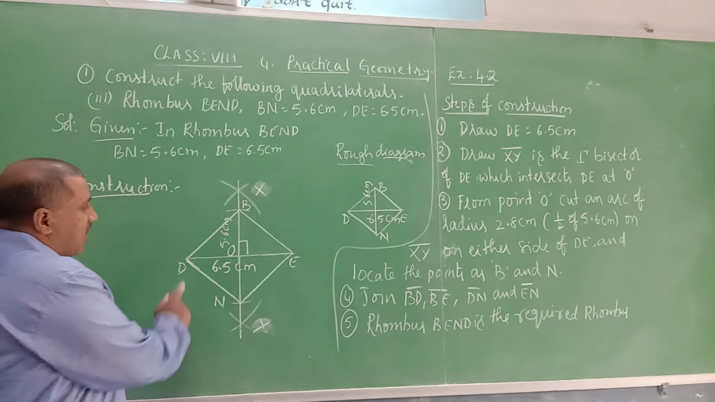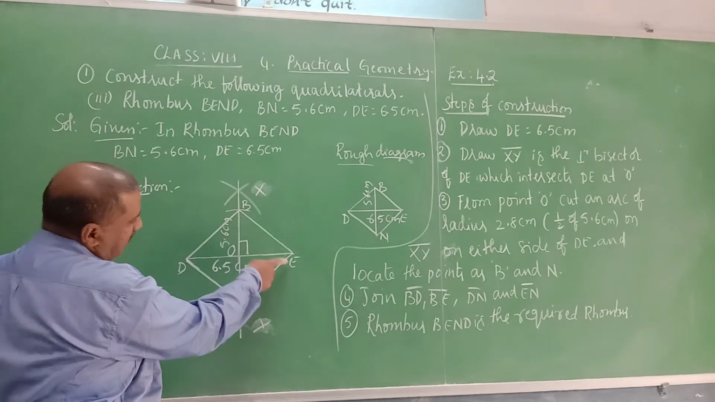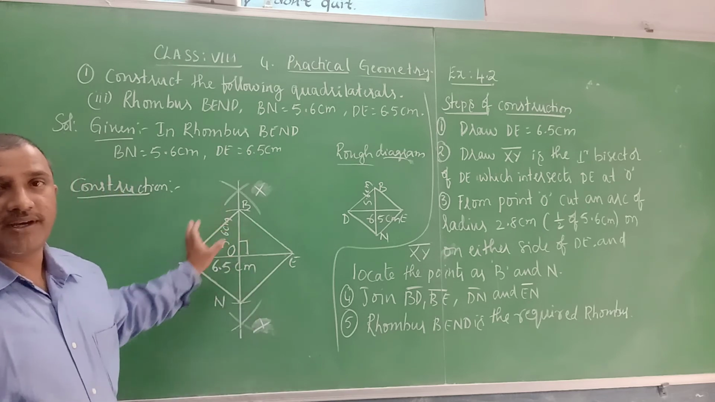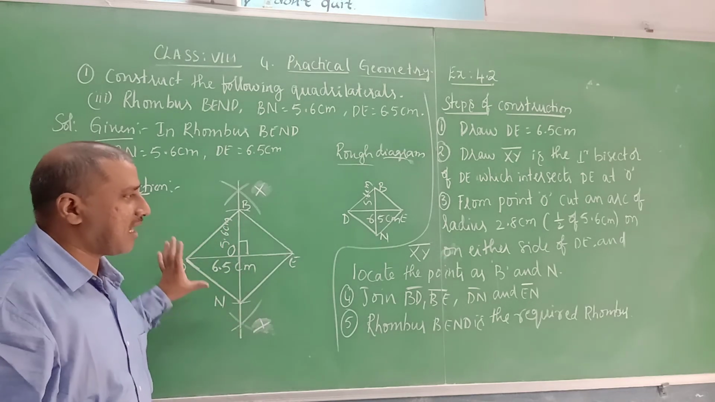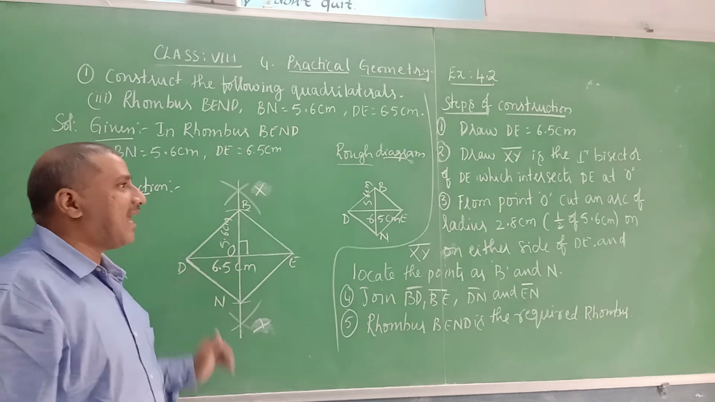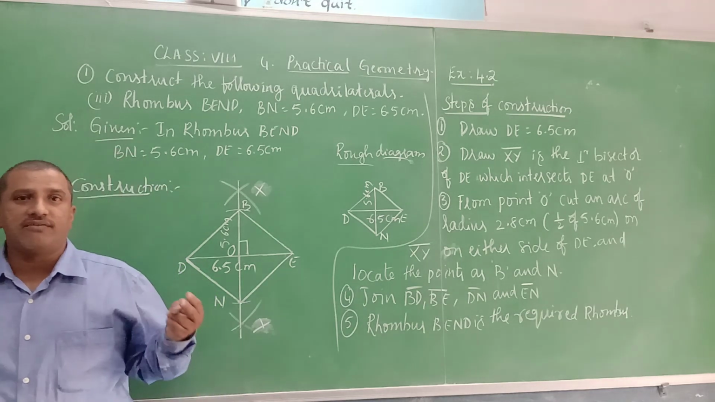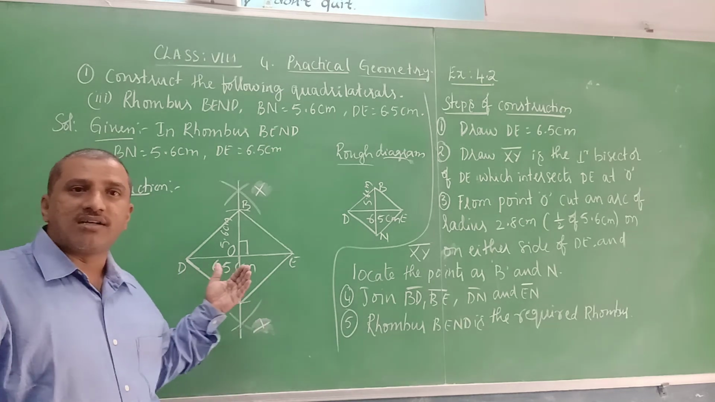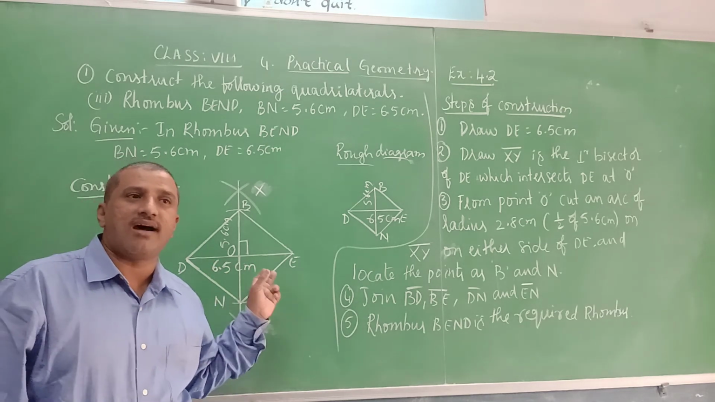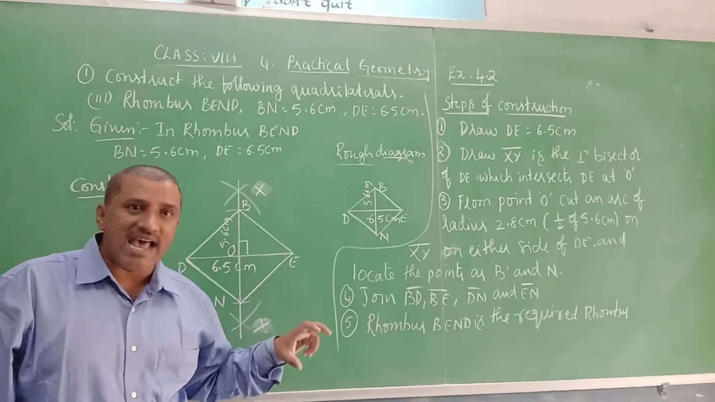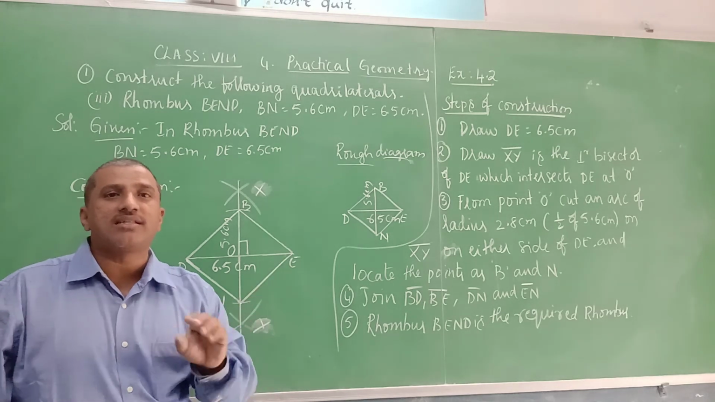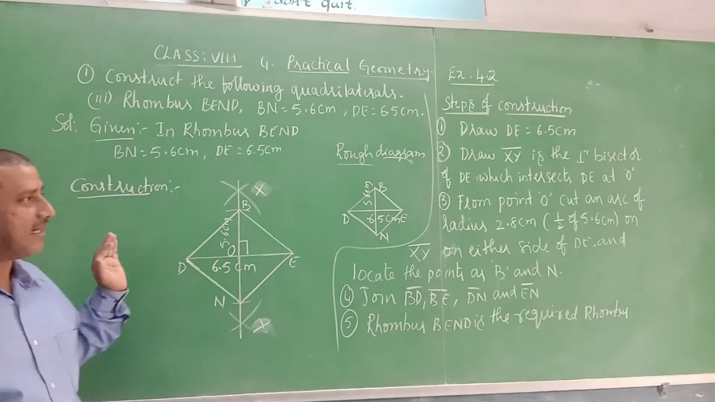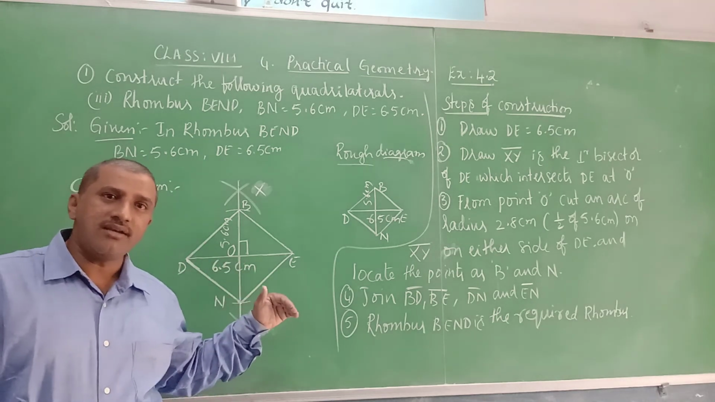Then fourth step, join BD, BE, BN and DN. Now rhombus BEND is the required rhombus. So like this, we construct a rhombus when we know the two diagonals, by using the concept of perpendicular bisector and the property of its diagonals, that is, the diagonals of a rhombus are perpendicular bisectors to each other. Is it clear, children? Thank you.